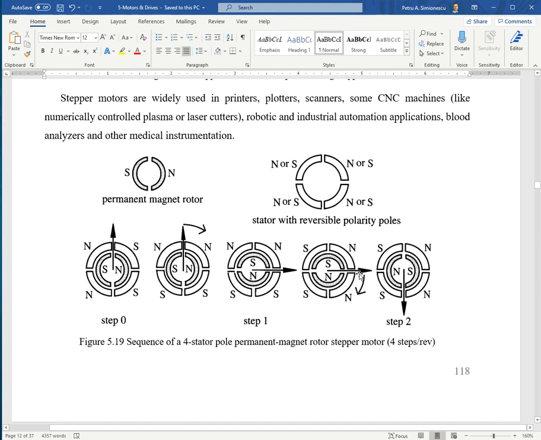You can rotate 90 more degrees. So the resolution of a motor like this with only 4 poles is 90 degrees. If you increase the number of poles, then you can rotate a fraction, or less than 90 degrees. If I double the poles, I can rotate 45 degrees and so forth.